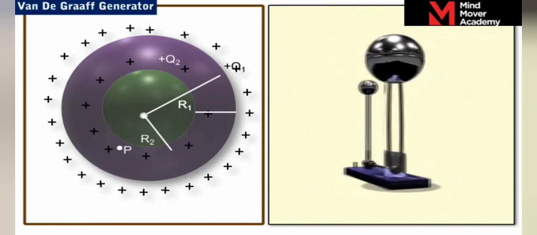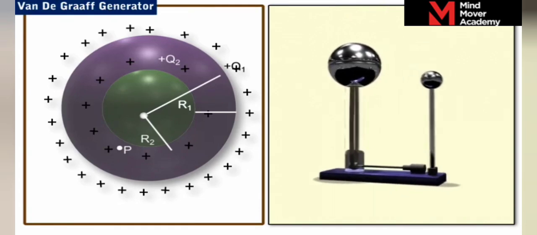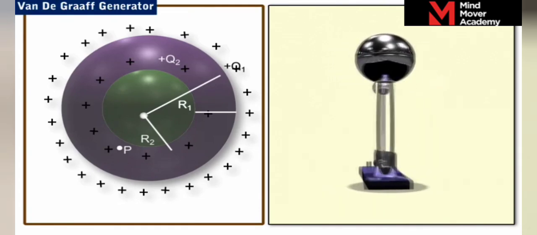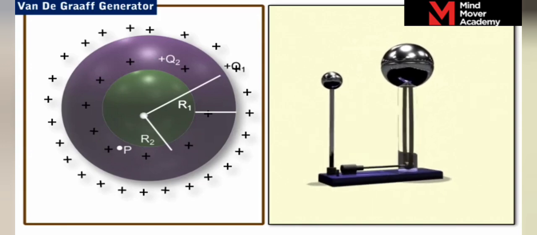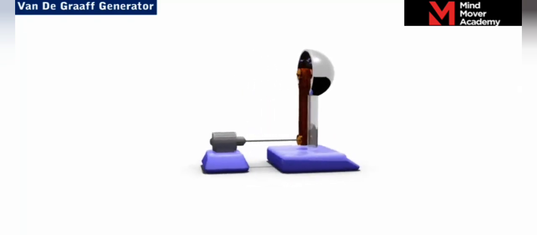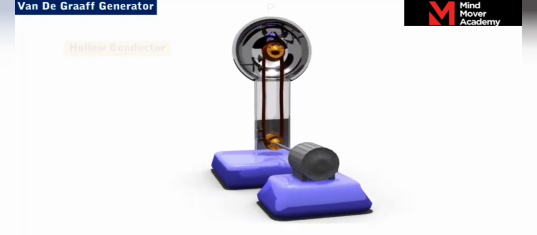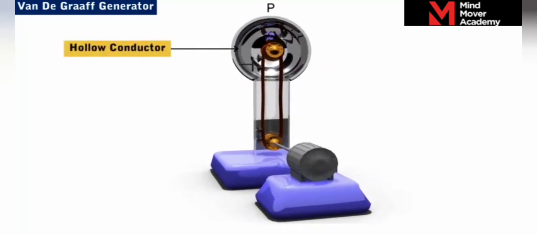Due to the small charged sphere, which is within the large sphere, we can keep piling up larger and larger amounts of charge on the latter. This is the principle of the Van de Graaff generator. Let us now look at the schematic diagram of the Van de Graaff generator. It consists of a hollow metallic conductor P, which is mounted on an insulating column. A pulley S is mounted at the center of the sphere P. Another pulley T is mounted near the base of the conductor.